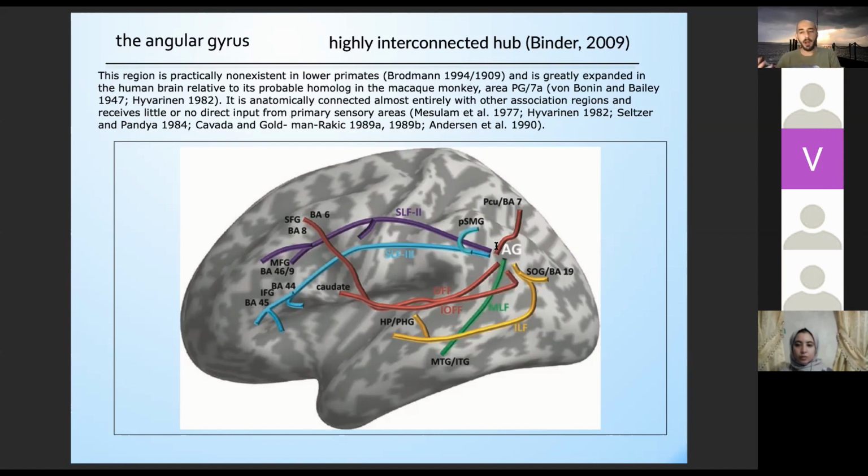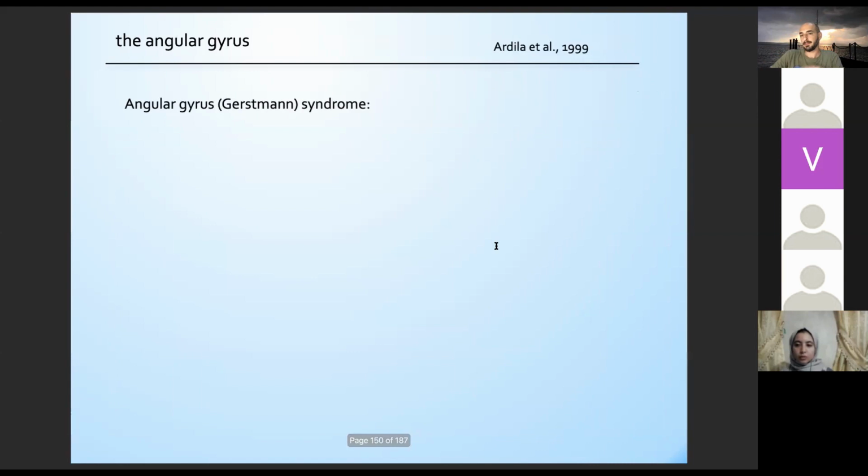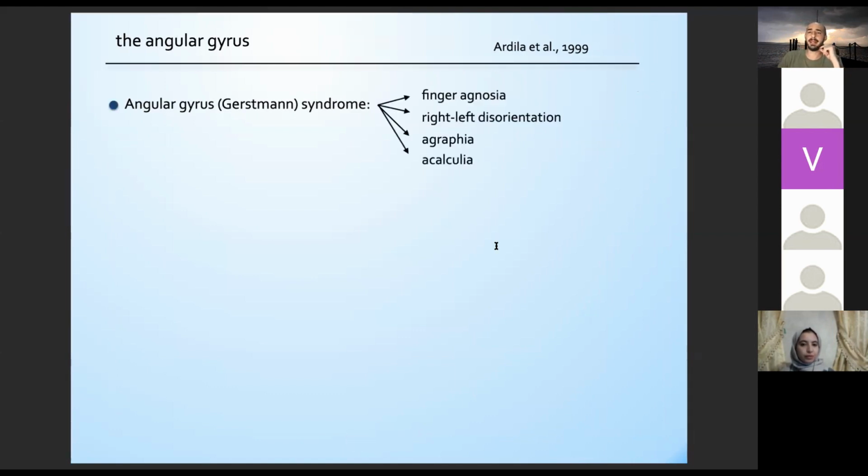So something you might wonder is, what happens if you have a lesion to that particular area? And the answer to this question is that you get the Gerstmann syndrome, also known as angular gyrus syndrome. So we are talking about cases where you have a very, very selective lesion to the angular gyrus, okay? What do you get? You get these four strange symptoms.